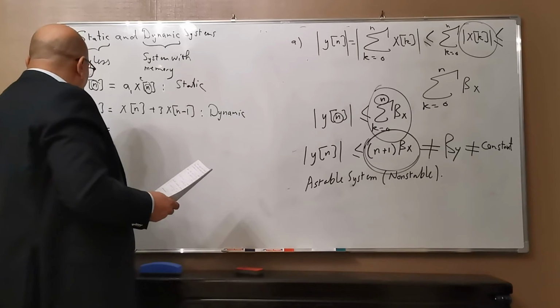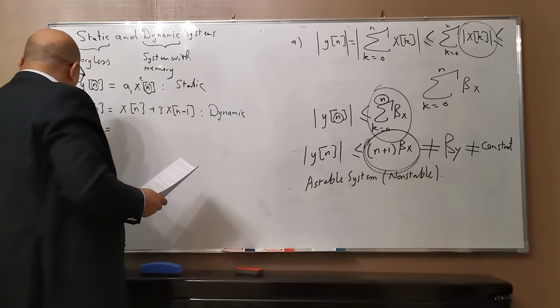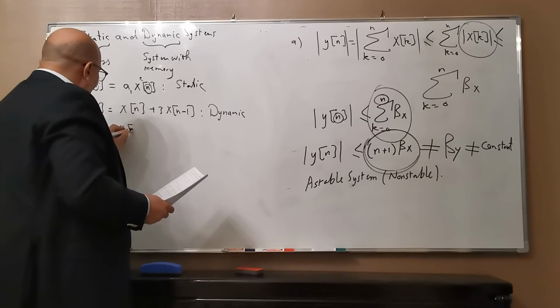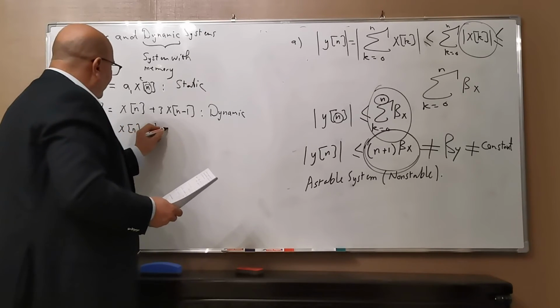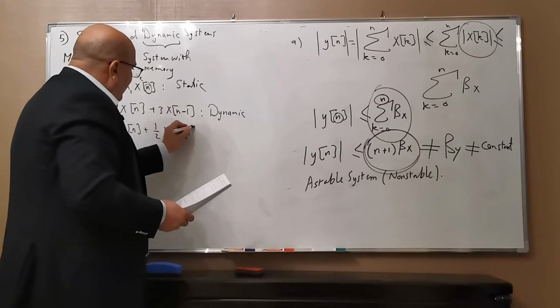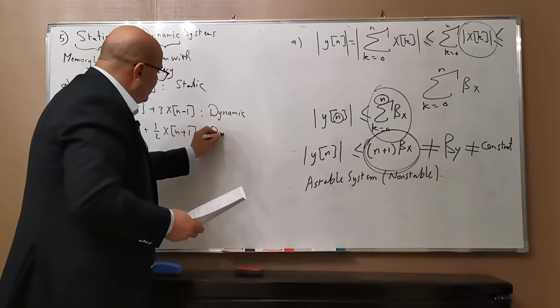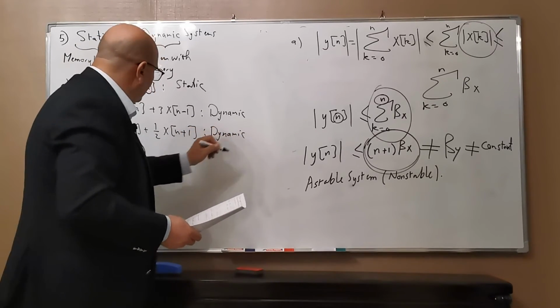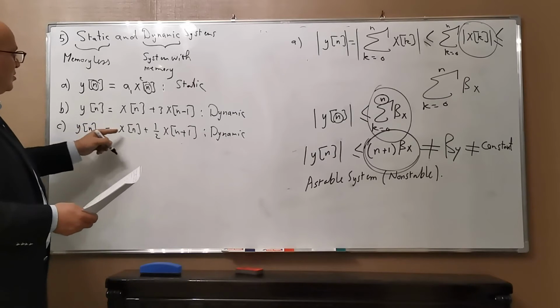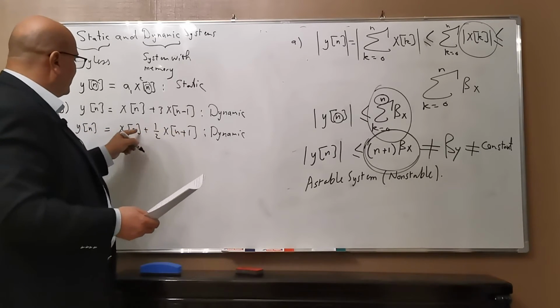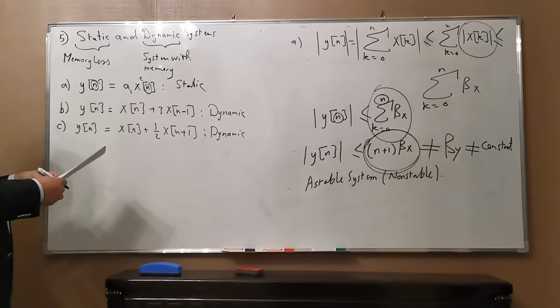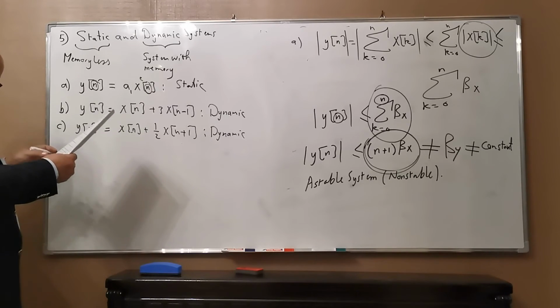And notice that not only minus, but plus. I mean, if you have a system, let's say y of n equals x of n plus 1/2 x of n plus 1, this is also dynamic, because y of n depends on different instants of time. Okay, so you need a system with memory.